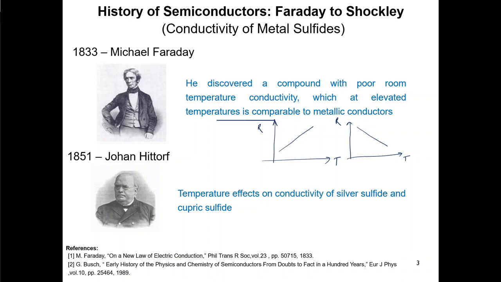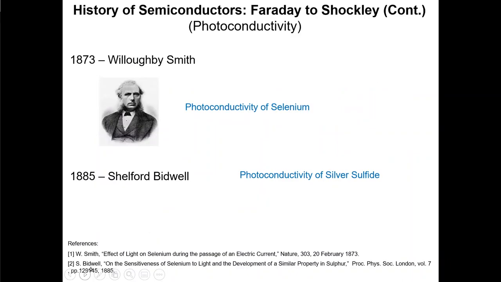For instance, around 1851, Johann Hittorf observed that sulfides of copper and silver have a similar kind of behavior. Today we know that these sulfides are semiconducting materials, but you can imagine that at that time these were merely metal compounds or heavy metal compounds, and they showed this kind of temperature behavior. This was the behavior of the conductivity of a compound or material as a function of temperature.